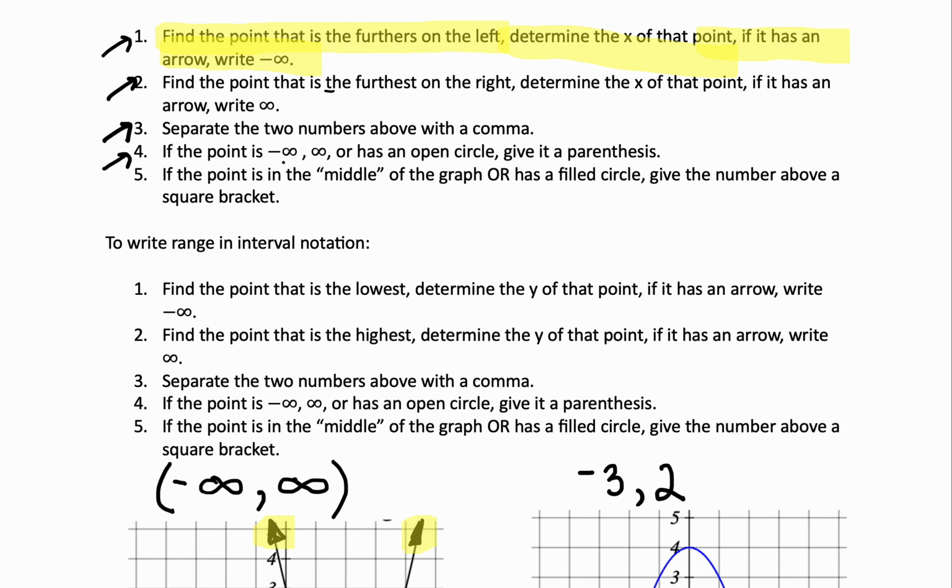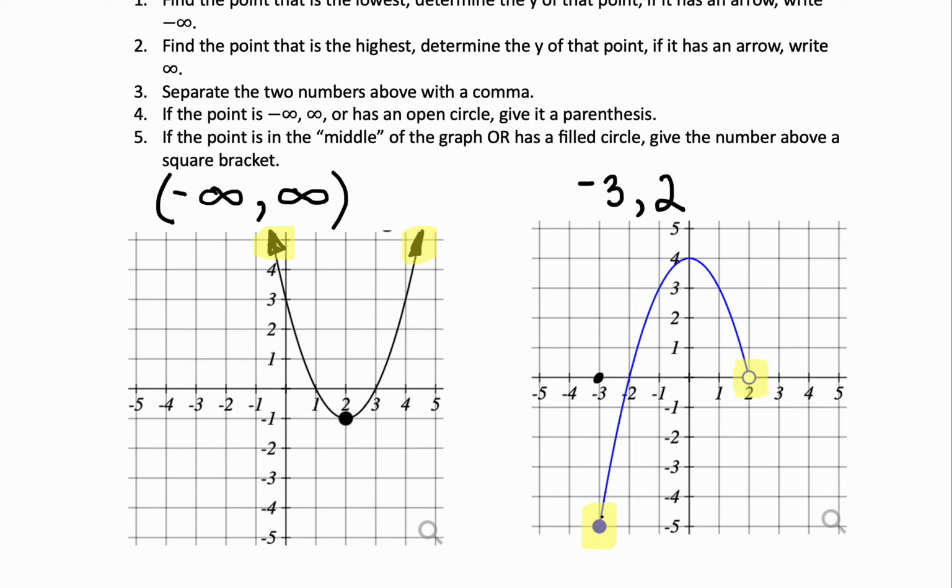If the point had negative infinity, infinity, or has an open circle, then we're going to give it a parenthesis. Those are the only 3 options: negative infinity, positive infinity, or it has an open circle. So let's look at our 2 points here that I have highlighted in yellow. This one here does not have an arrow or an open circle. So this will not get a parenthesis, this negative 3. It will get a square bracket. But 2 was not an arrow but had an open circle. So I'm going to give it a parenthesis. We're done with the domains.